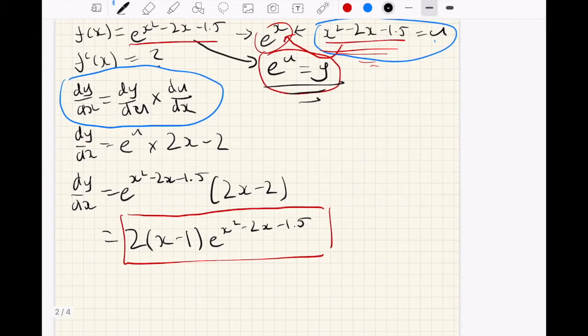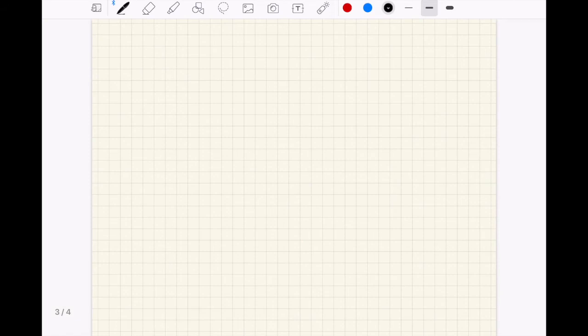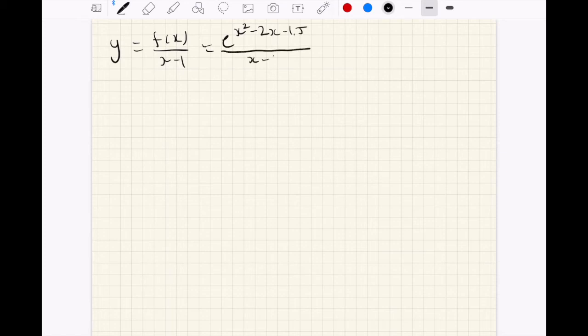Now, this question actually has a second part, where we're given the function y equals f(x) over x minus 1, where f(x) is the same as in the previous question. Oh, sorry, let me write that again. Let's plug in the previous equation, which is e to the power of x squared minus 2x minus 1.5, over x minus 1.